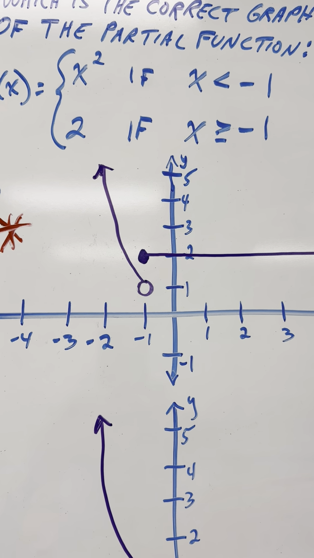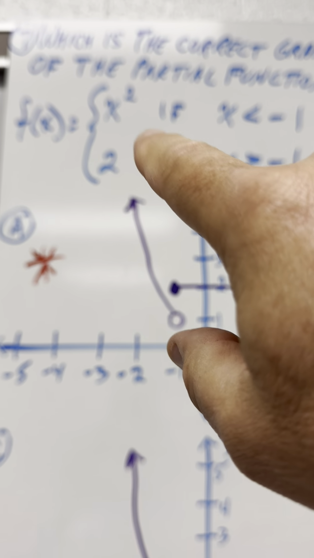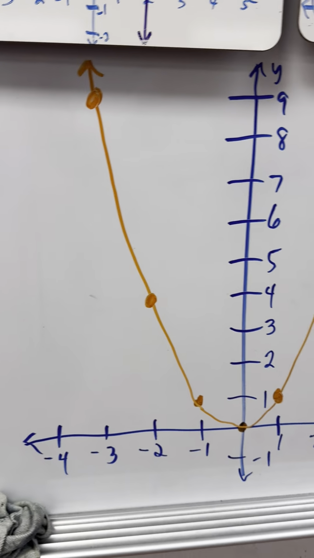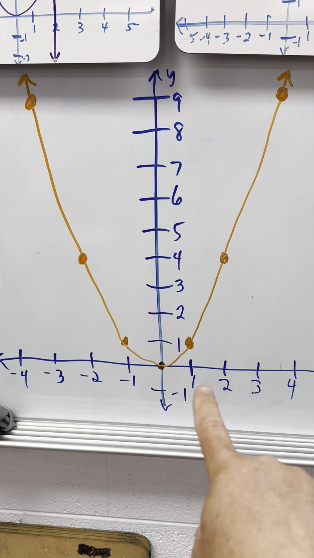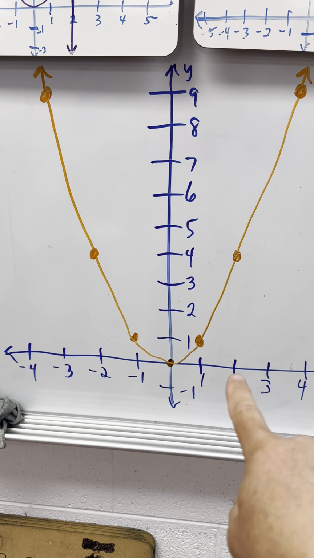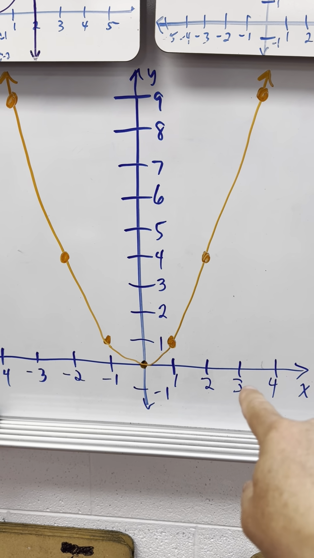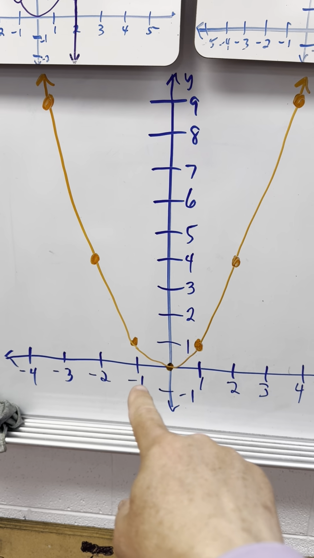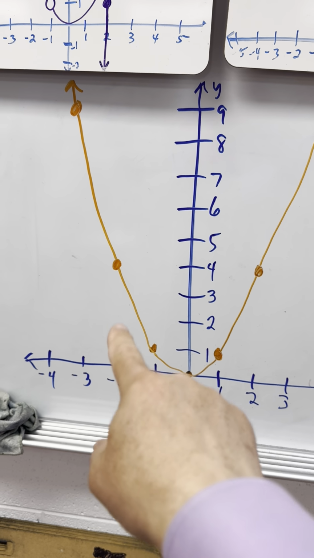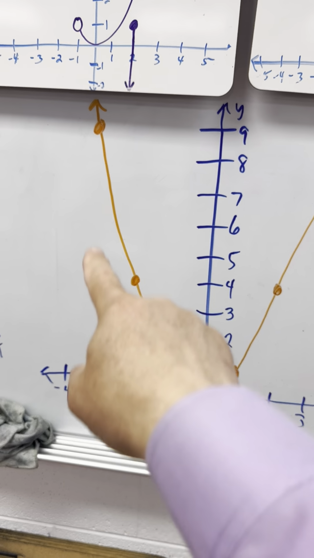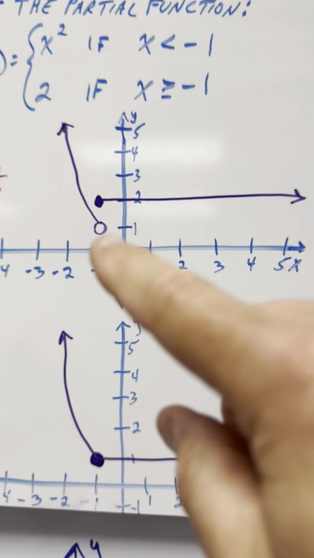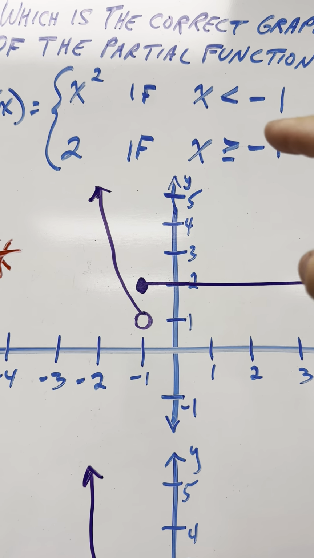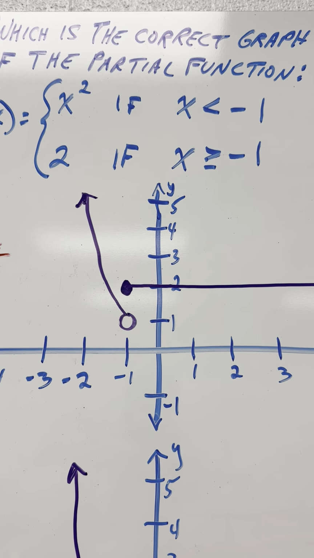Okay? And by the way, what does y equals x squared look like? Remember, y equals x squared looks like this, right? 0, 0. 1 times 1 is 1. 2 times 2 is 4. 3 times 3 is 9. -1 times -1 is 1. -2 times -2 is 4. -3 times -3 is 9, right? So it looks like that. And so here's the portion of that graph that's less than -1.